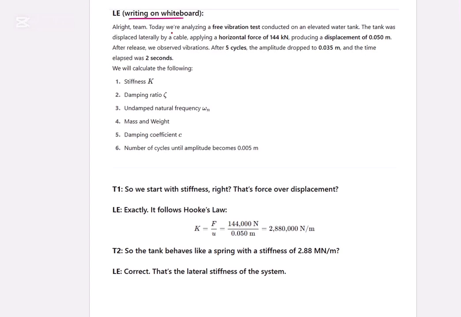Alright team, today we are analyzing the free vibration test on an elevated water tank. The tank was laterally displaced by a cable, applying a horizontal force and displacement of this much, and after we release it, we observed vibrations. After 5 cycles, the amplitude dropped to 0.035 meter and the time elapsed was 2 seconds. We calculate the following: stiffness, damping ratio, undamped frequency, mass, damping coefficient, and the number of cycles for the amplitude to go to 0.005 meter. So we start with stiffness, right?